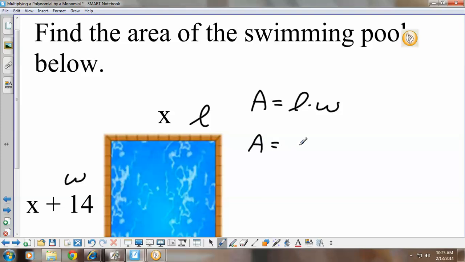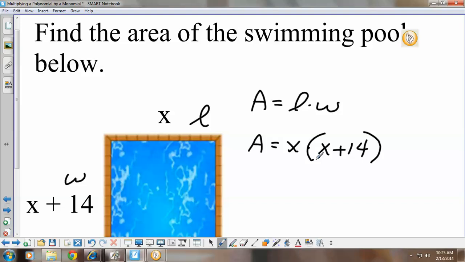Our length is x times our width. What's our width? x plus 14. Now, we need to make sure we're using parentheses because we are substituting in more than one value. Could you distribute and simplify this right here? That's what we're doing today, simplifying.